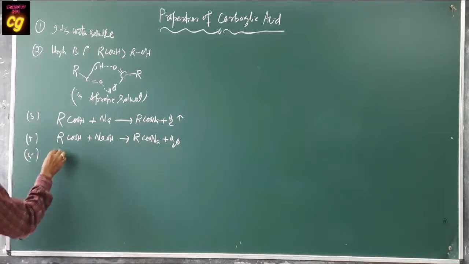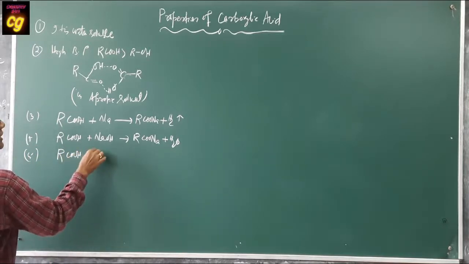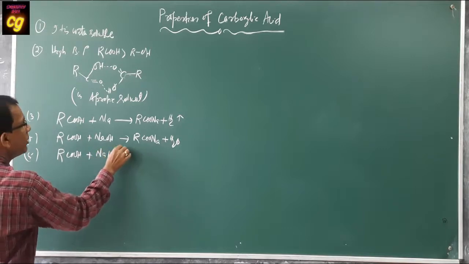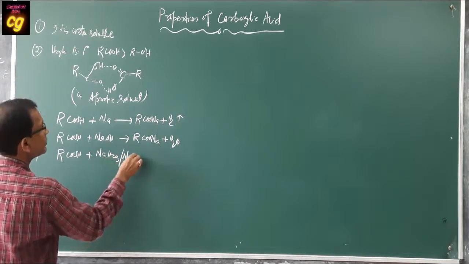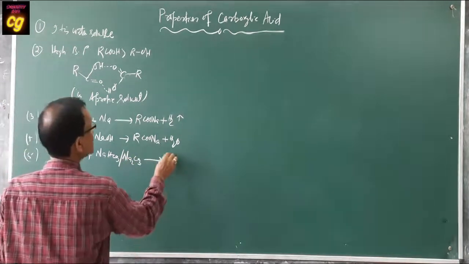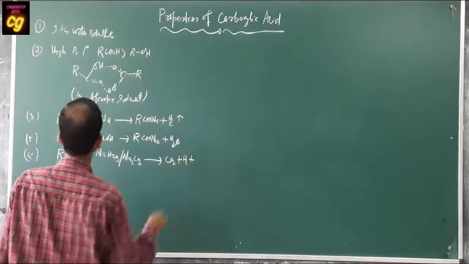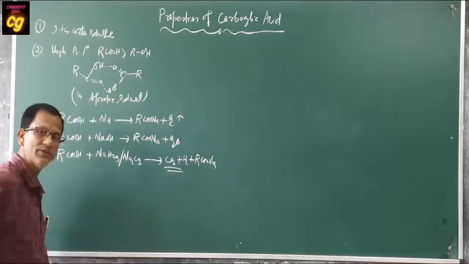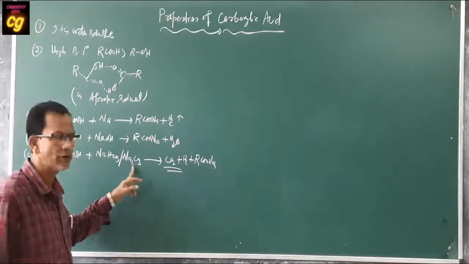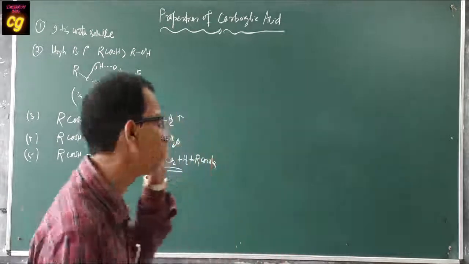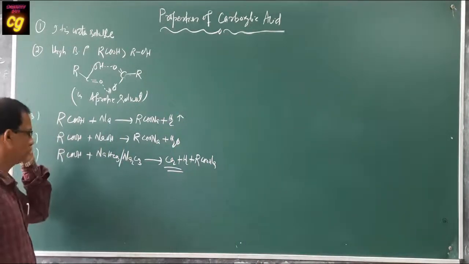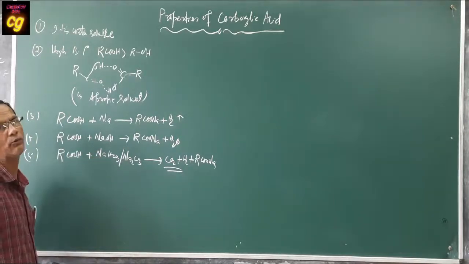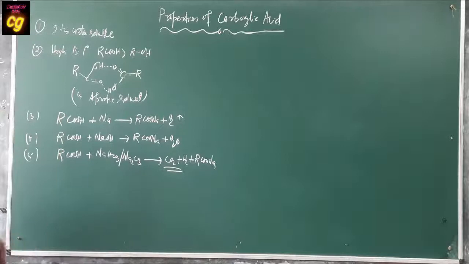This acid reacts with sodium carbonate or bicarbonate, forming which gas? CO2 gas, very important, plus salt. The very important thing is that when carboxylic acid reacts with bicarbonate or carbonate, it always produces carbon dioxide gas. This is very important, a test to identify whether the salt is carbonate or bicarbonate. So this reaction is very important also. Then acid reacts with base and reactive metals like this.